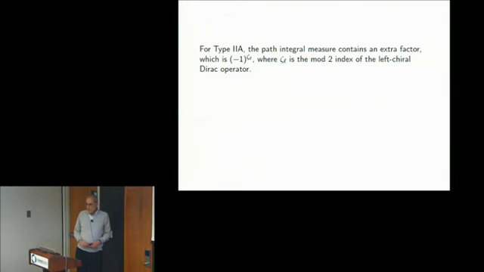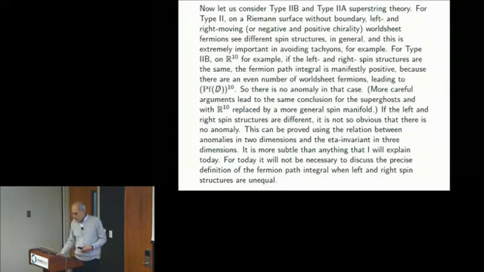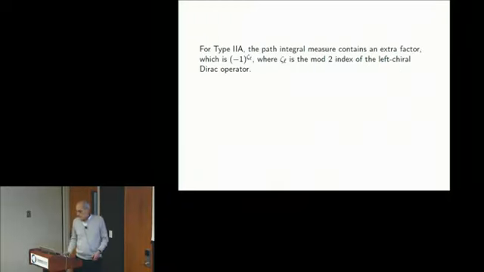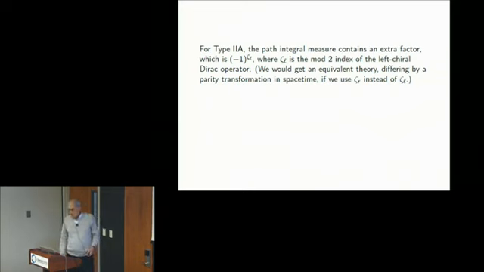For type 2a, the path integral measure is not just the product of the Pfaffians, like I said for type 2b. There's an extra factor of (-1)^ζ_left, where ζ_left is the mod 2 index of the left chiral Dirac operator. You could use ζ_right instead of ζ_left. You'd get an equivalent theory differing by a reflection in spacetime.